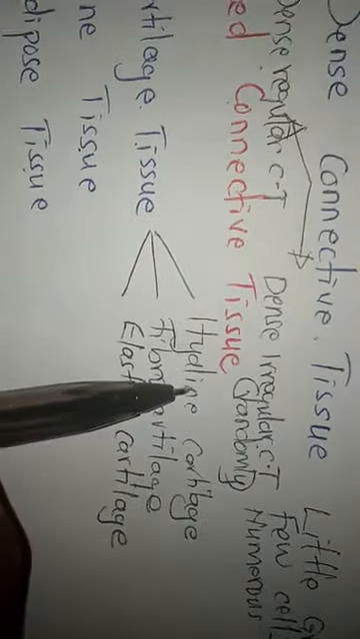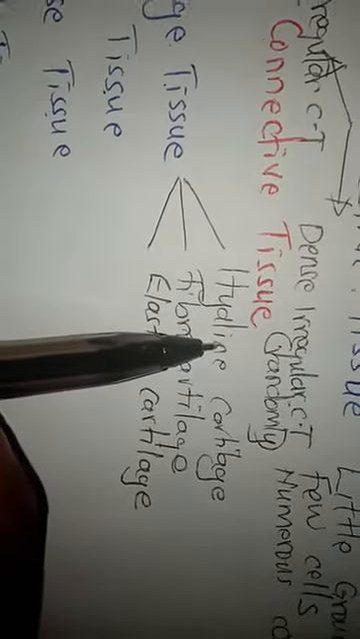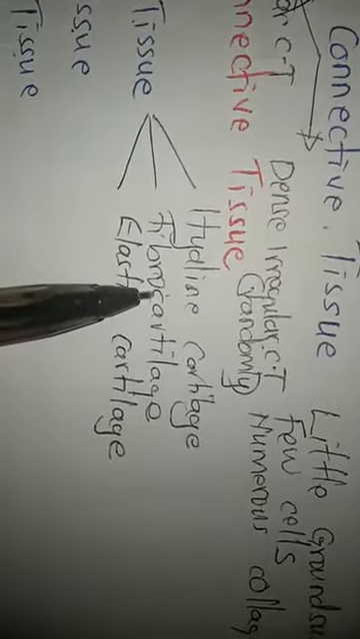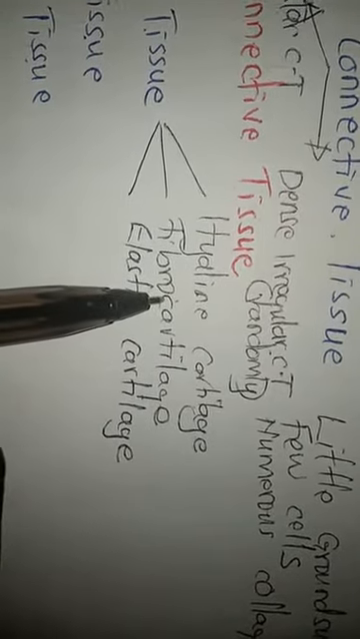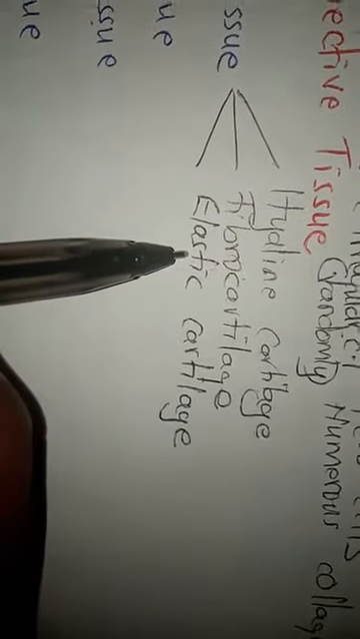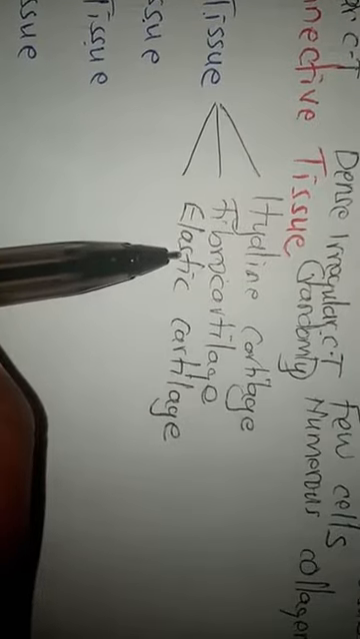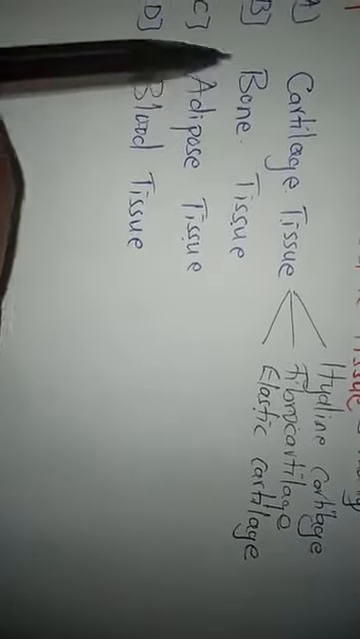Hyaline cartilage is mostly found in the articular surface of bones. Fibrocartilage is mostly found within the vertebrae, and the elastic cartilage is mainly found in the ear, for example the external ear. We will just go with the external ear. The bone and blood we will discuss more in our next tutorials.